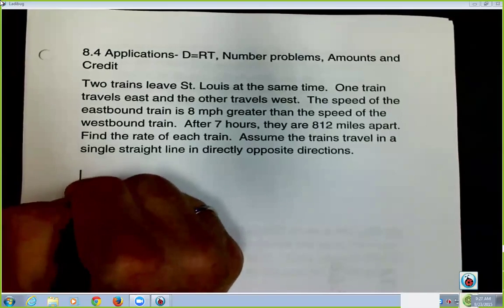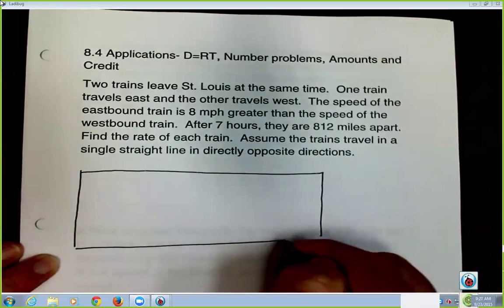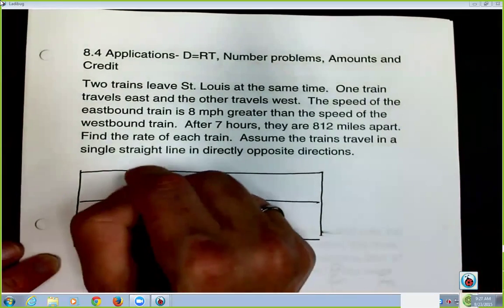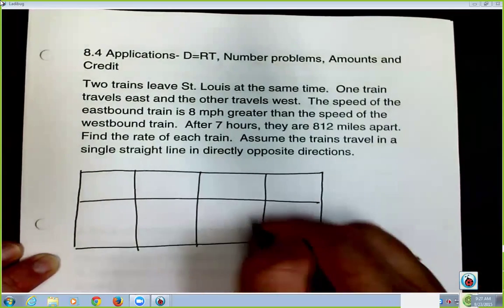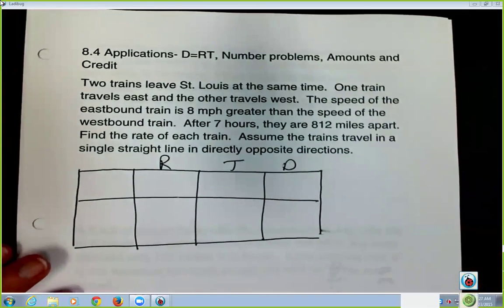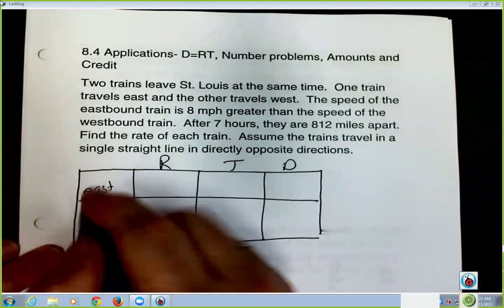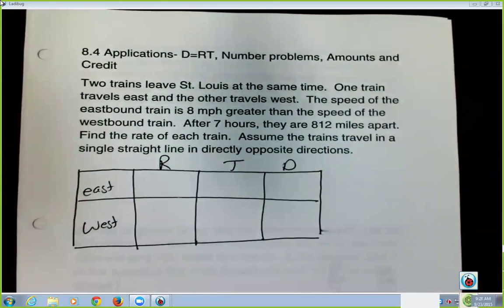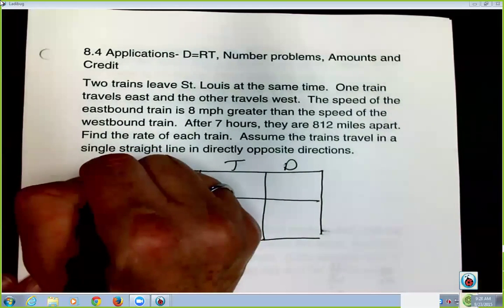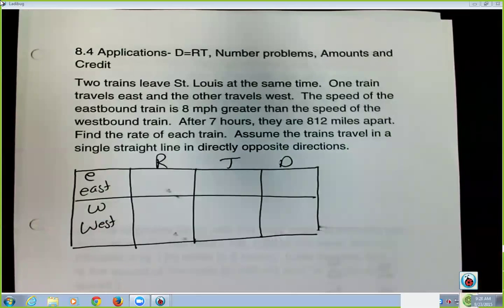So, what do we have happening? So if we chart this, rate times time is equal to distance. And we have eastbound and we have westbound. So we might want to use letters that represent these. So we'll make the eastbound E and the westbound W, because when I get all done, I will have what I need to have with these.